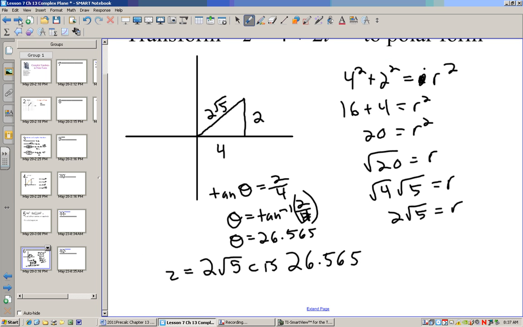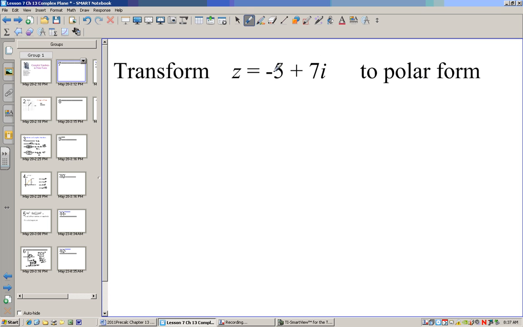All right. Now, you guys try to transform negative 5 plus 7i. You can pause it to try it on your own. Now you go 5 to the left and 7 up. So negative 5 in the reals, 7 imaginary.